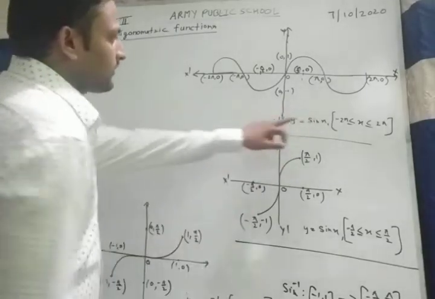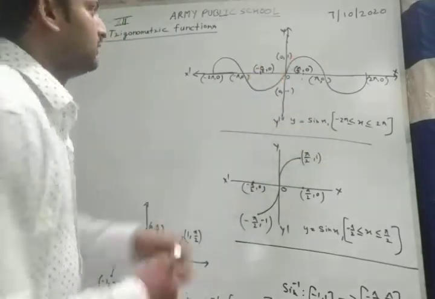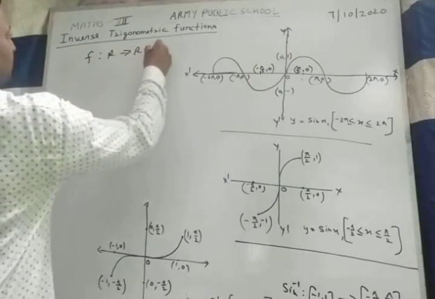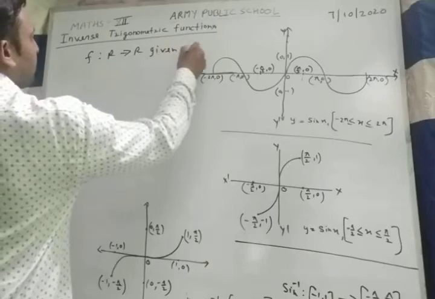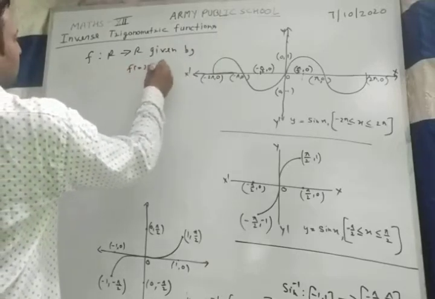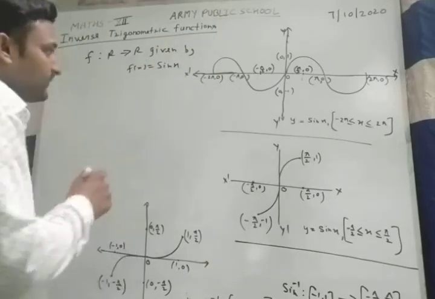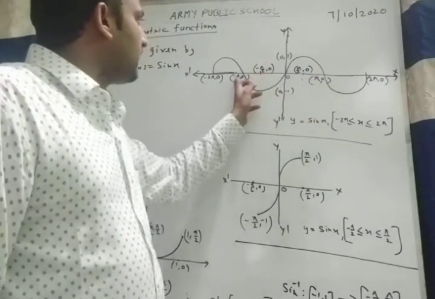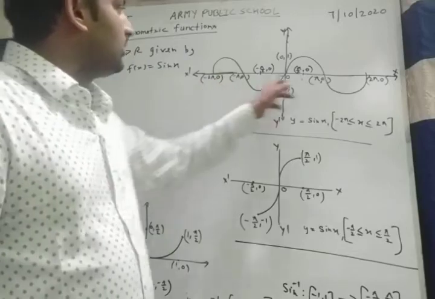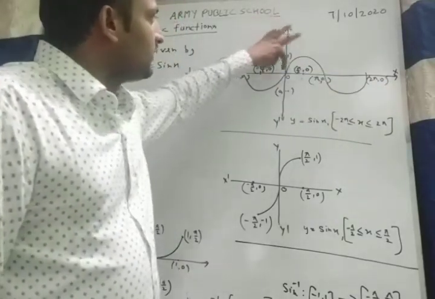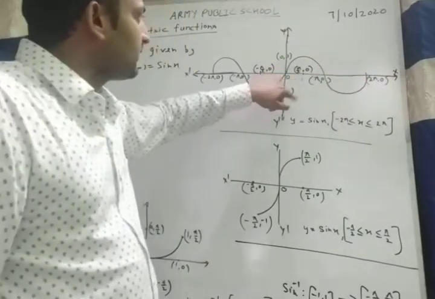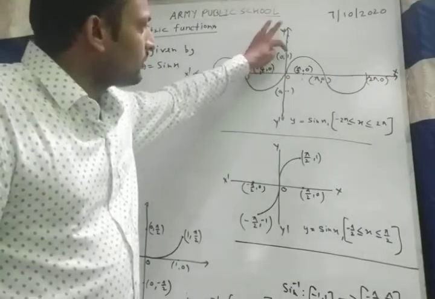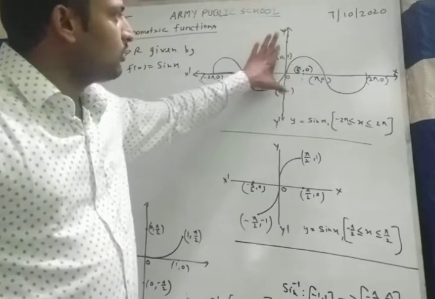This is the graph of y is equal to sin x. Look at a function here from R to R given by f of x is equal to sin x. This is the graph of sin x. These are the points pi, 0, minus pi, 0, minus 2 pi, 0 and 2 pi, 0. This is the domain on the x-axis, this is the codomain, and the range is minus 1 to 1.